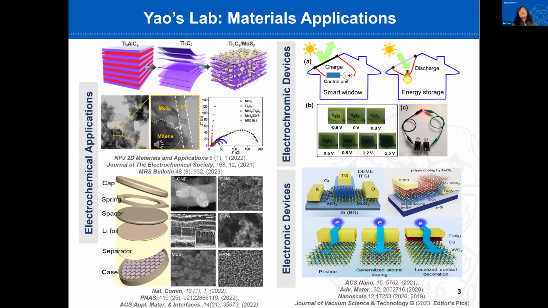Basically, this is a dual functional device. As you can see, the color of the device will change upon applied voltage. So basically, it works like a smart window. And simultaneously, this device can function as a battery, as evidenced by this particular figure. So this multifunctional device will be useful for energy efficient buildings as a smart window.